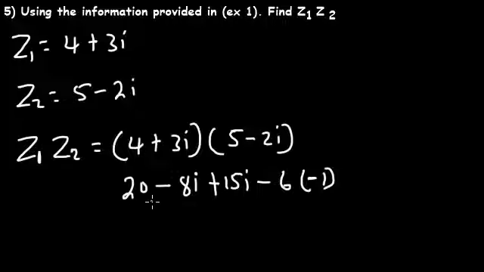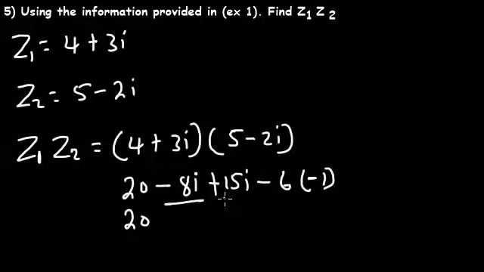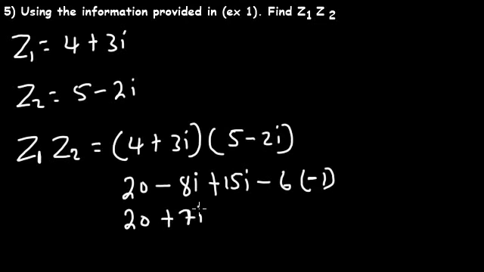So now let's simplify a little bit further. We have 20, negative 8 plus 15. That gives us positive 7, plus 7i. Negative 6 times negative 1 gives us positive 6. And since these two are constant values, they are addable.